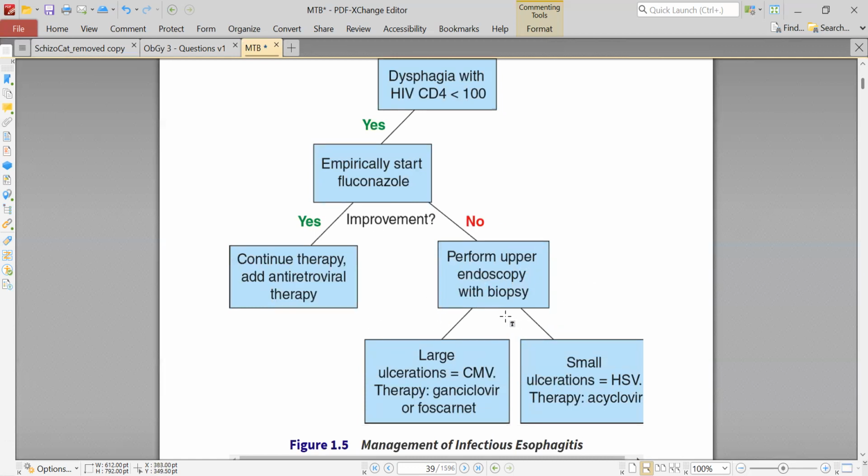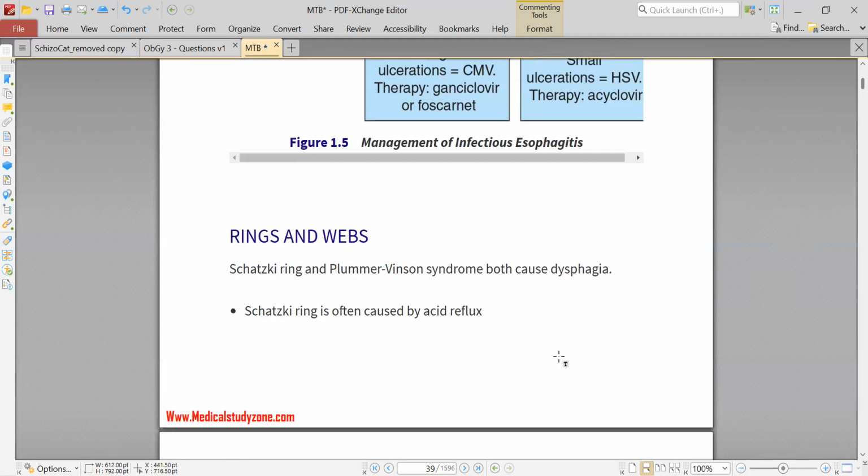If the biopsy shows large linear ulcers, then it's going to be cytomegalovirus. The treatment of cytomegalovirus is going to be ganciclovir. And if there are small ulcerations here and there, then that's herpes simplex virus, so then we have to give acyclovir.